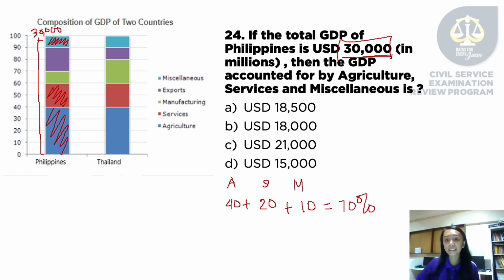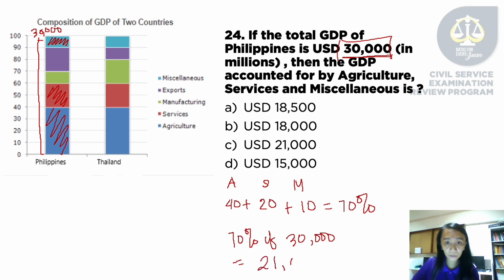So, kapag nakuha na yung 70%, we will just look for the 70% of 30,000. And the 70% of 30,000 is answered by 30,000 times 0.70. So, let's look for the 30,000 times 0.70. That would give me 21,000 US dollars, which is in millions. So, the answer would be letter C. Okay, so that will be our answer.